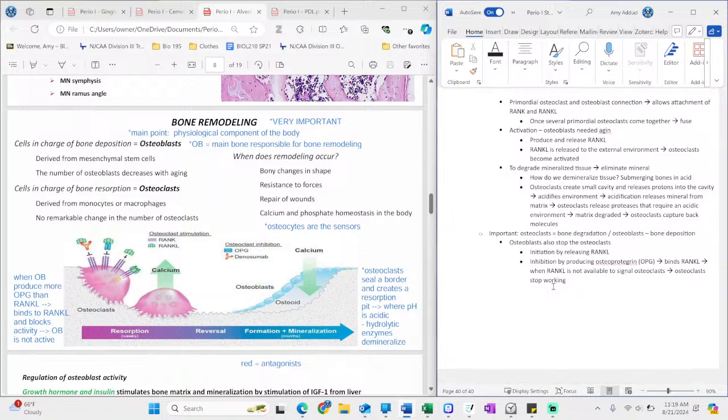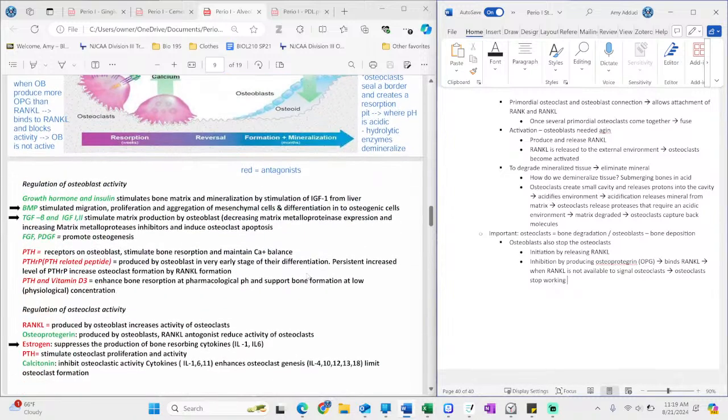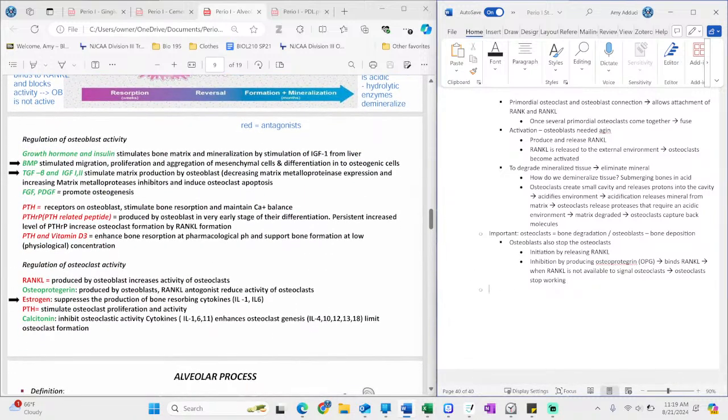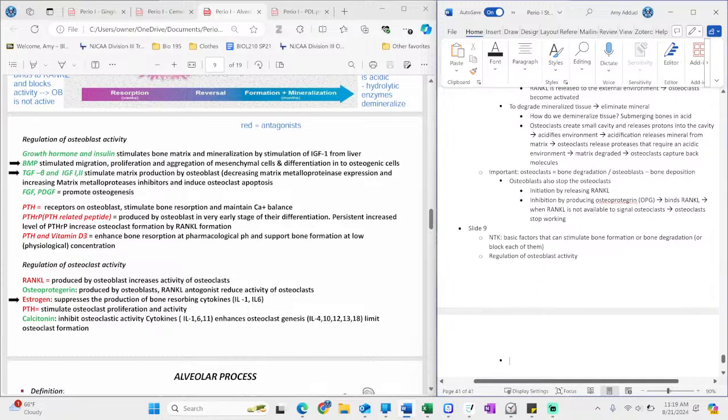So this part here is important for you and is going to be more important when you go over Perio 2 and go more into application. You need to remember the basic factors that can stimulate bone formation or bone degradation or block each of them. So any factor that regulates the activity of the osteoblast is going to regulate the formation of bone. BMP is one of the growth factors that you need to remember, and it's the easy one because of the name, bone morphogenetic protein.